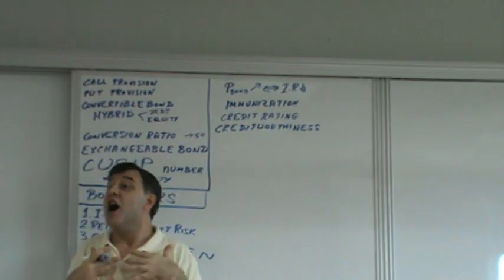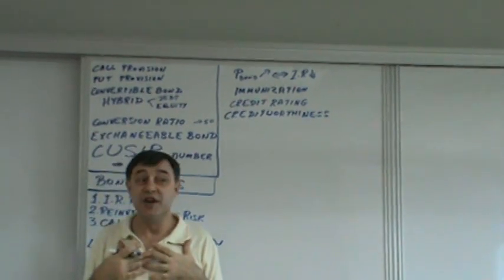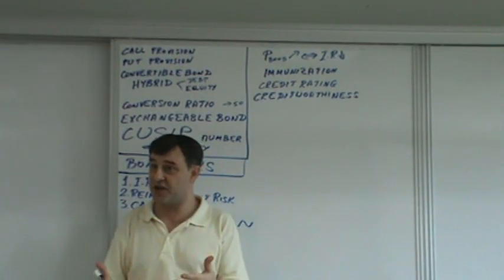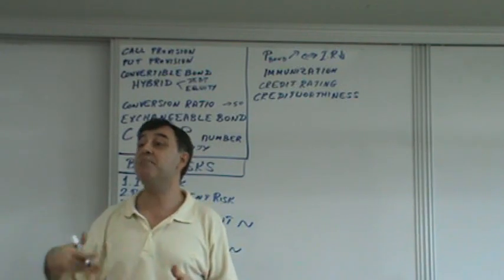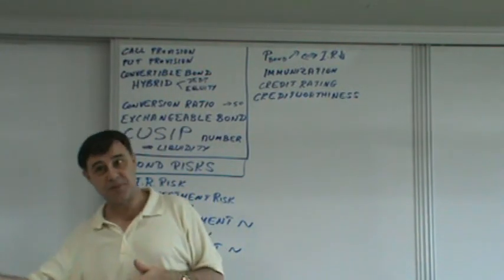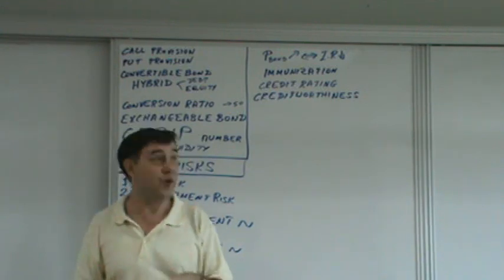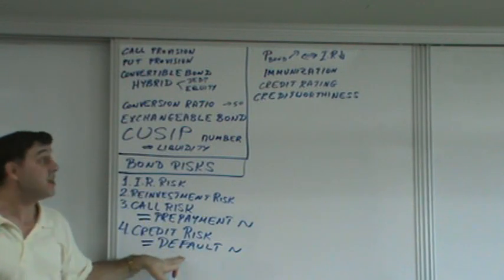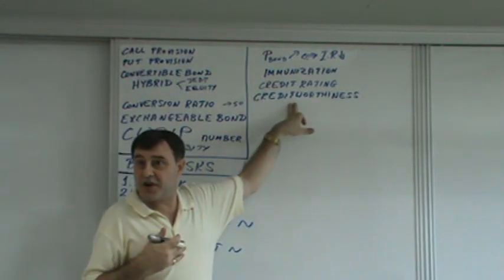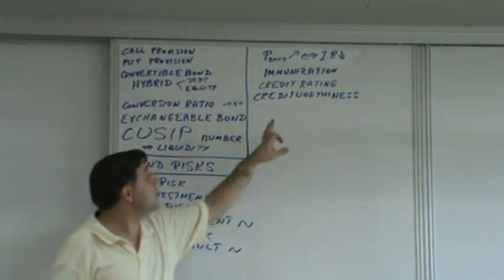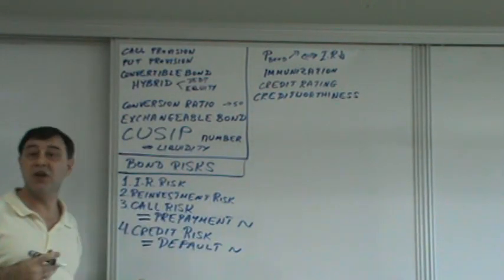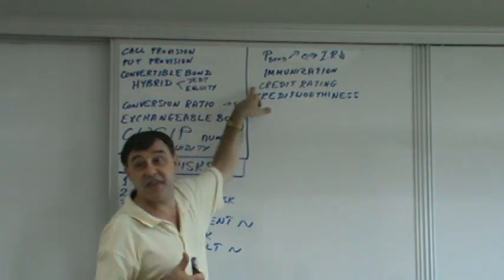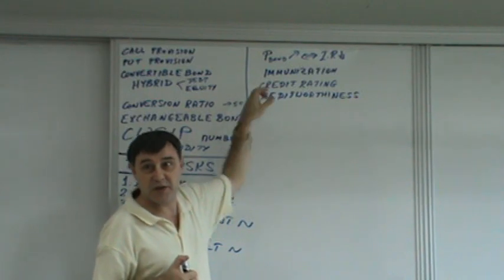Creditworthiness means ability to service debt, ability to generate sufficient income in order to pay back your interest and principal on time and in full. So creditworthiness is the exact opposite of default. If you're creditworthy, you won't get in default. If you're not creditworthy, you're more likely to get in default, okay? And creditworthiness is measured by the credit rating, okay?